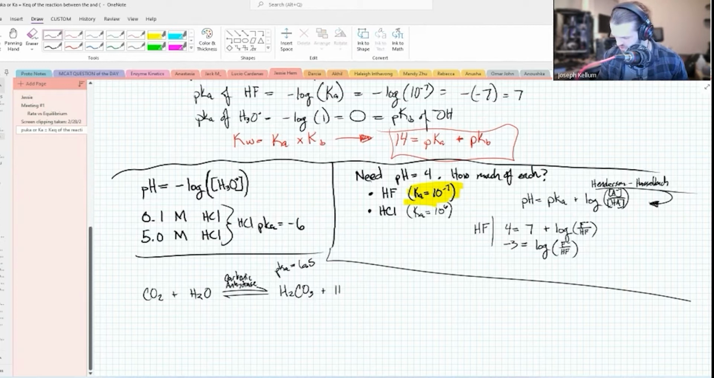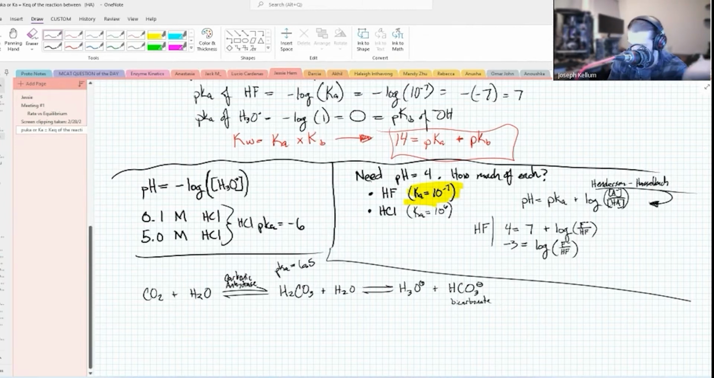Let's show the actual reaction. It reacts with water to give water the proton, just like any acid-base reaction. And it's left with its conjugate base, which is bicarbonate. This is bicarb.